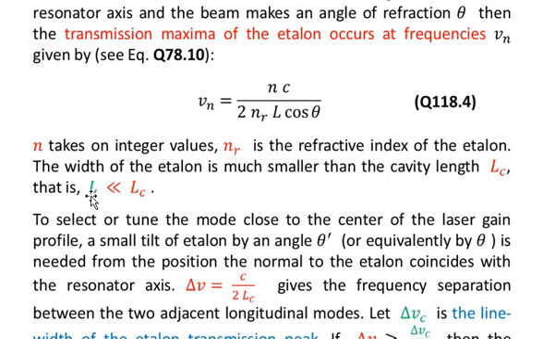So here L shown in green is the width of the Etalon, which is much smaller than the length of the laser cavity represented by LC. So you see that different integer values n provide you an opportunity to select different wavelengths nu n.